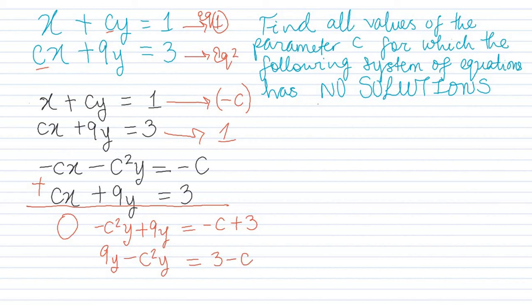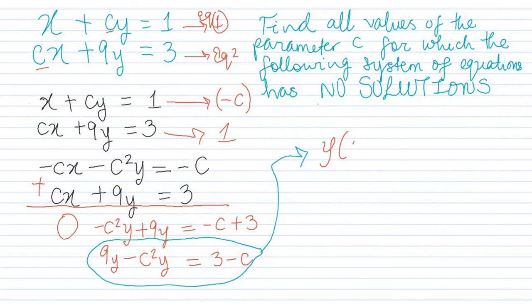So now we're going to bring this equation up top to keep solving it, and I'm going to explain it as we go on. So you have this: since you have 9y minus c squared y equals 3 minus c, you can bring out the common factor, which is y. So you have y times 9 minus c squared equals 3 minus c.